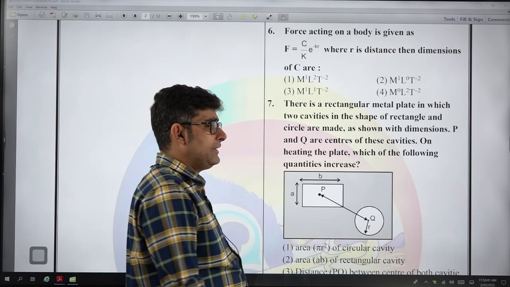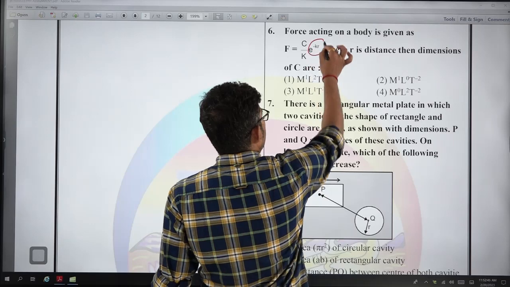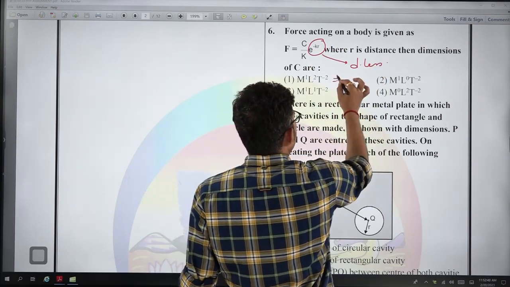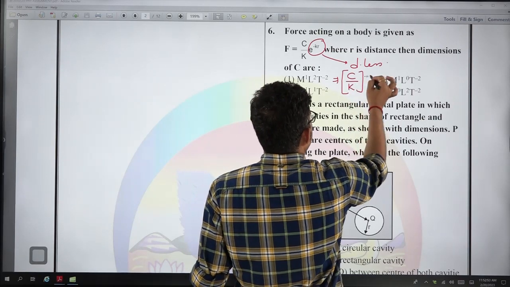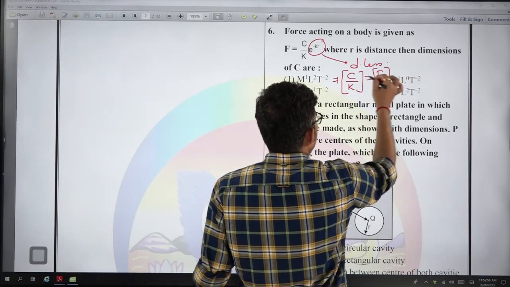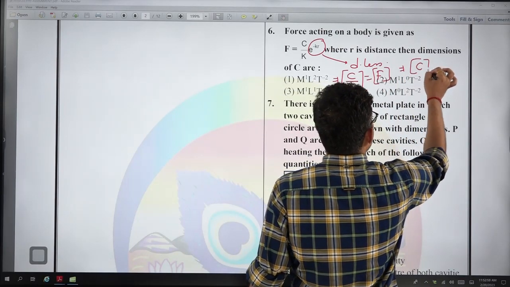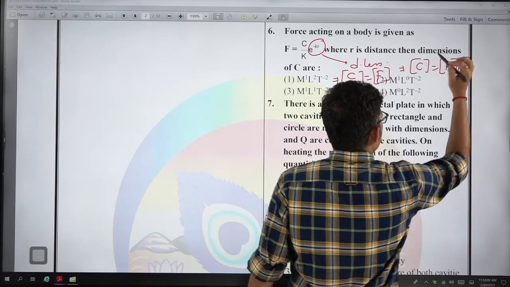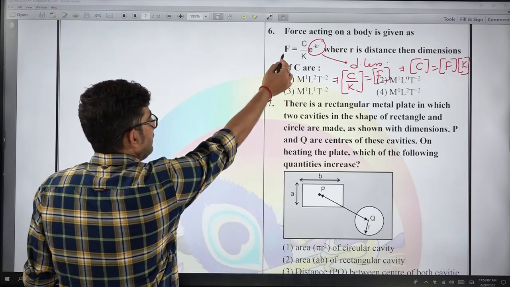First thing you should always remember, exponents are dimensionless, which means this whole term will be dimensionless. So this means C by K will have the same dimension as F. So that means C will have the dimension of force into K. Now how to find K?